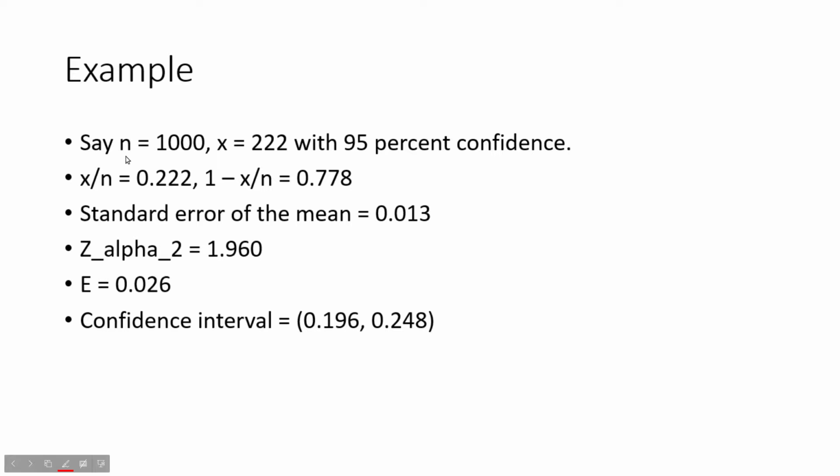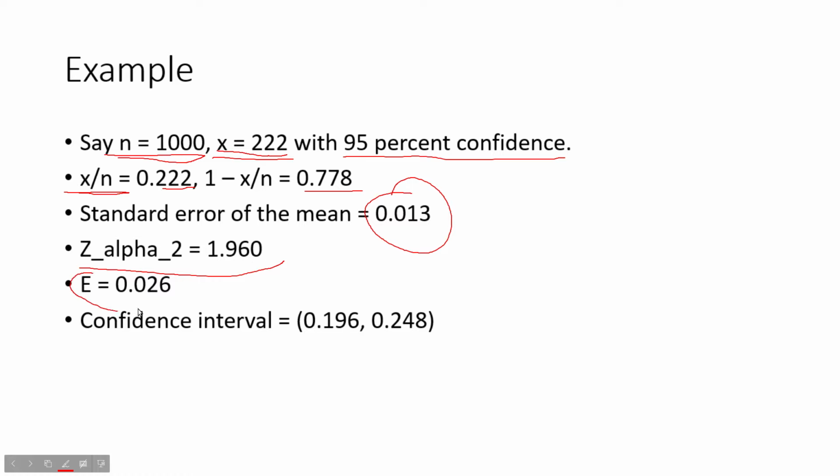So an example of this: if we choose a sample of size n equal to 1,000, and in that sample there are 222 successes, and we do a 95% confidence interval, we'll have x over n is 0.222. 1 minus x over n is going to be 0.778. Working our formula from the previous slide, this will give us a standard error of the mean of 0.013. Our table lookup with 95% confidence, or our PPF calculation, will round off to 1.960.